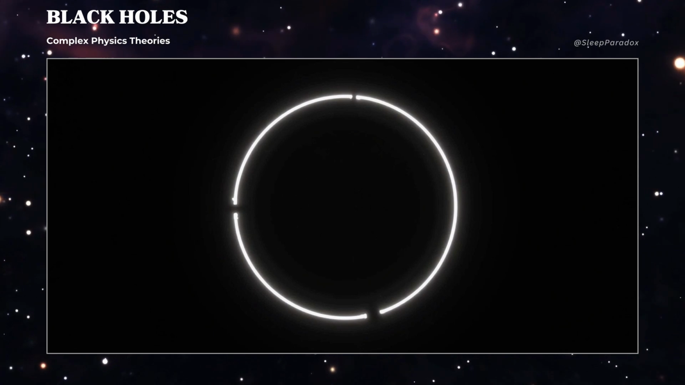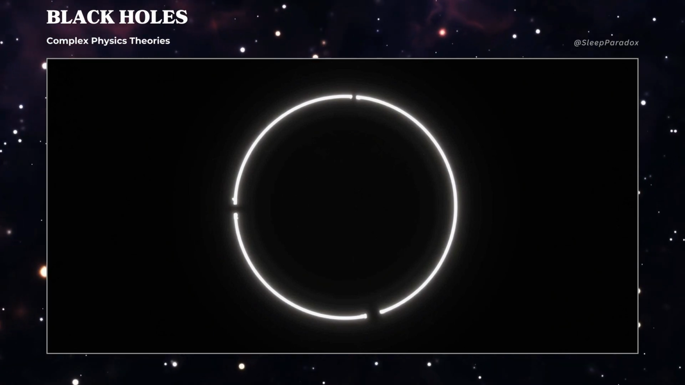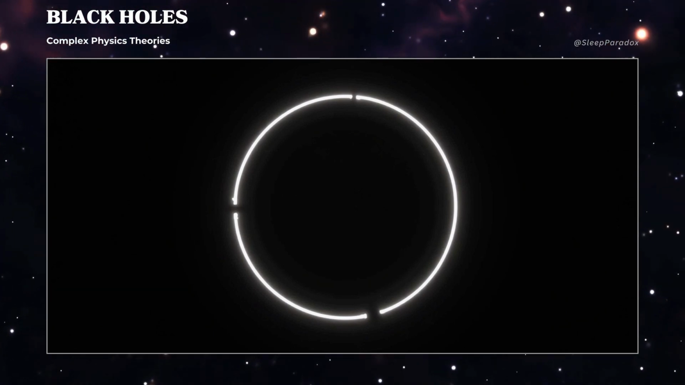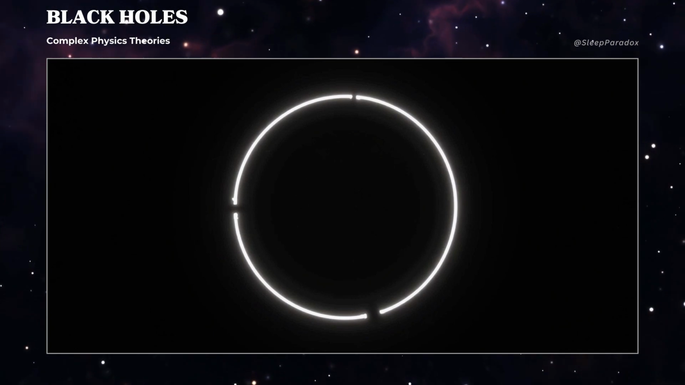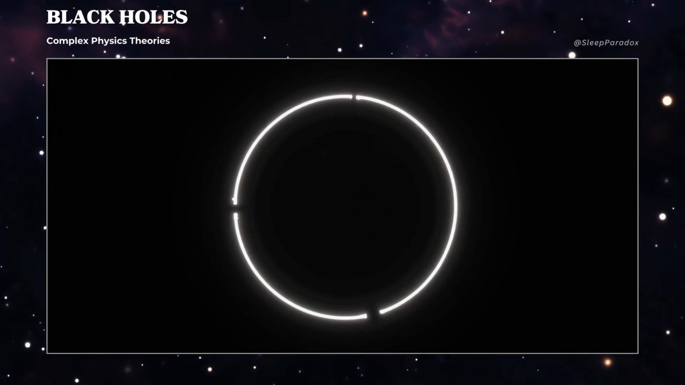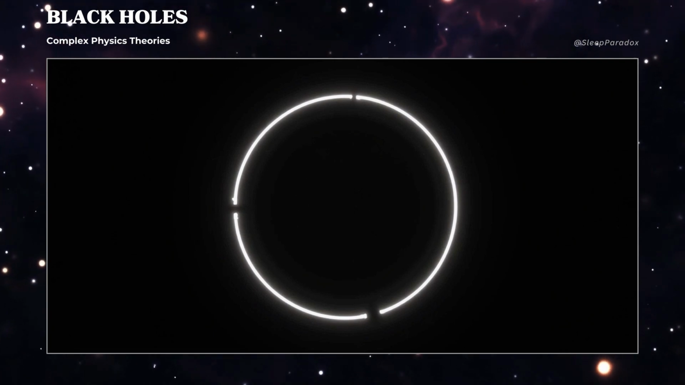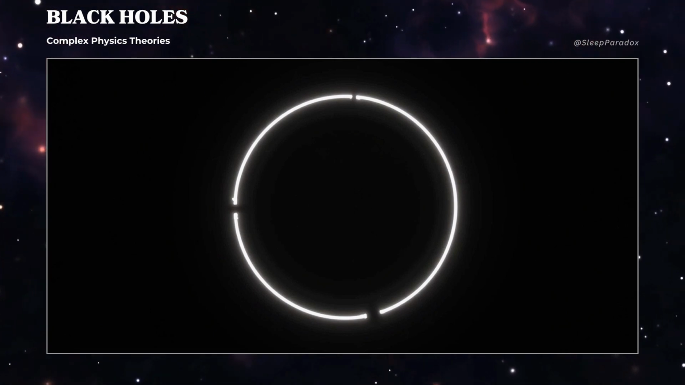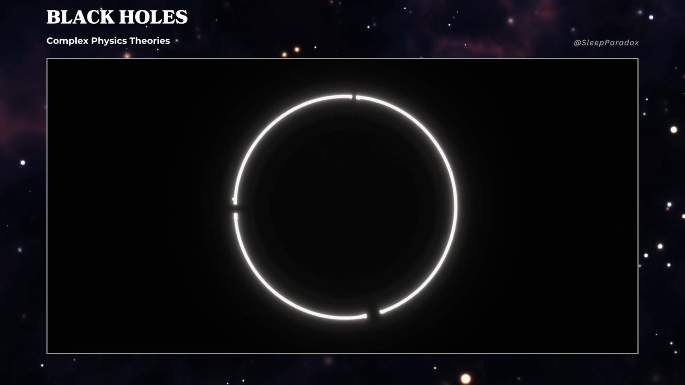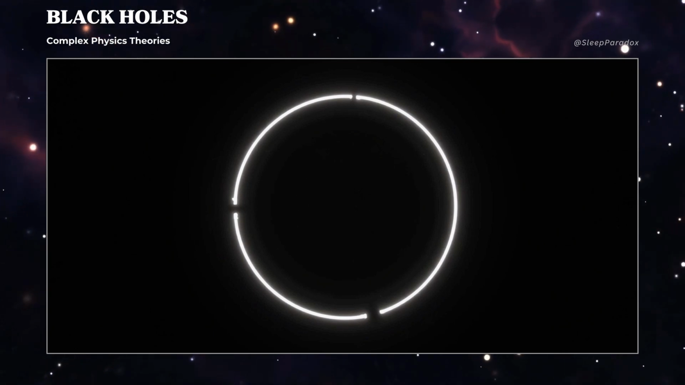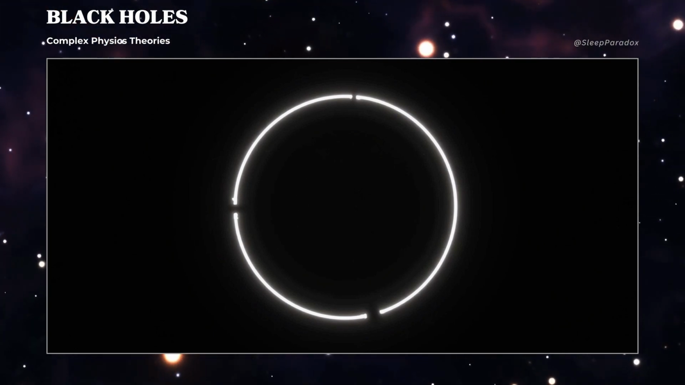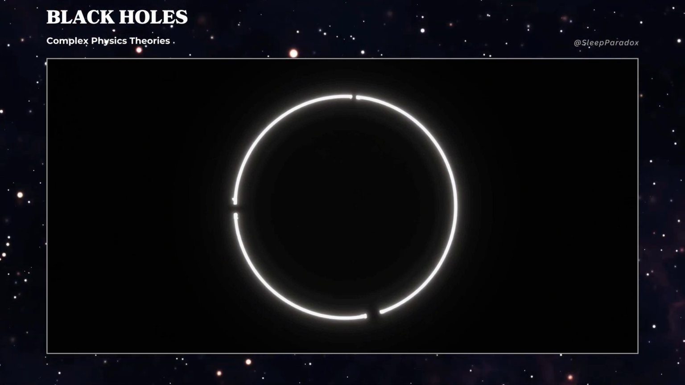Stephen Hawking added another twist in the 1970s when he showed that black holes are not entirely black. Due to quantum effects near the event horizon, they can emit radiation, now called Hawking radiation. Over time, this causes black holes to slowly evaporate. For large black holes, this process is extremely slow, but for tiny ones, it could be significant.